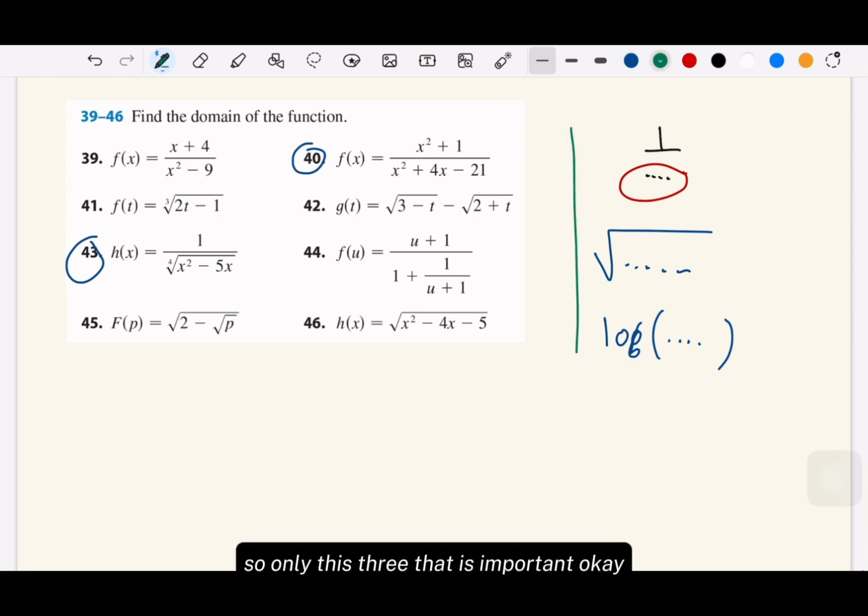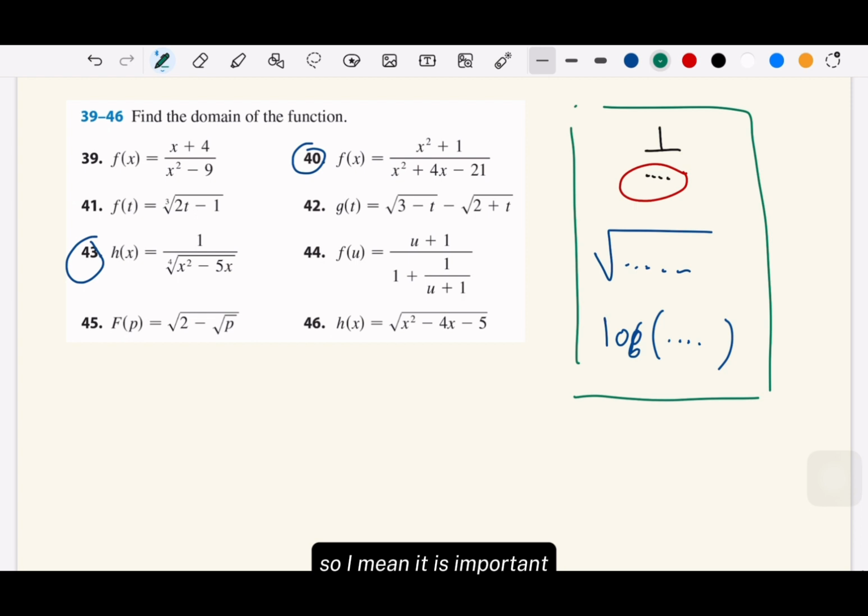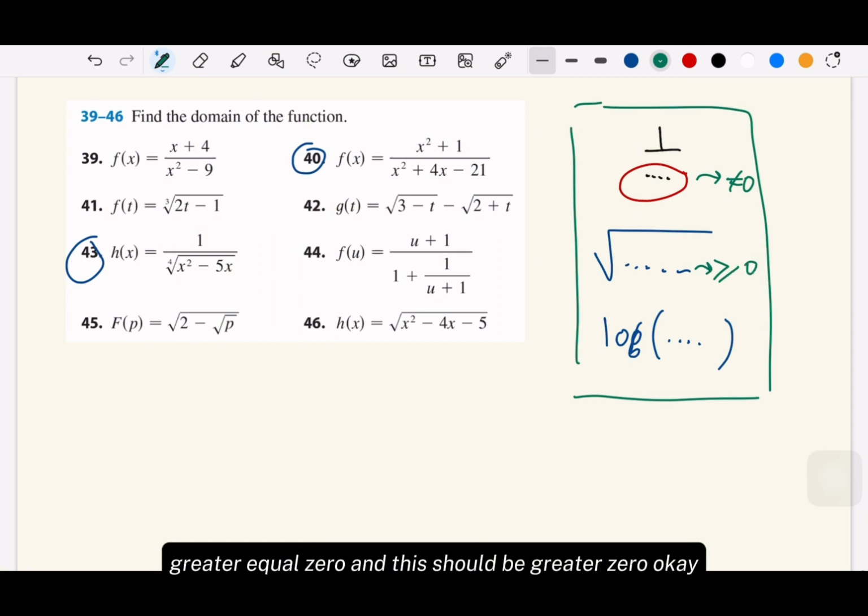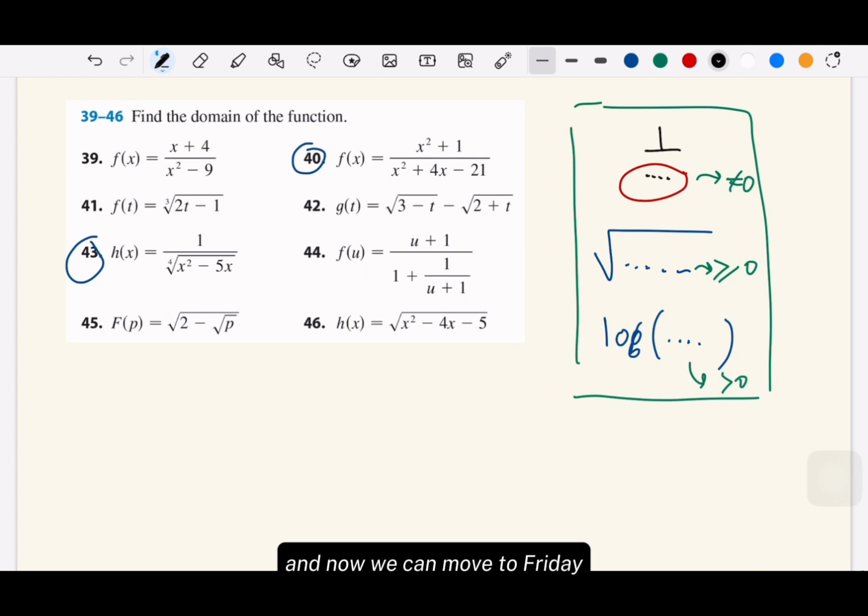So only these three are important, okay? If it is important, then it will perhaps be asked in your test. So this should be not equal 0, this should be greater than or equal to 0, and this should be greater than 0, okay? Now we can move to try 40 and 43. I think we cannot go for every number, but if we can, maybe later I will show you the other answer as well. So let's try number 40.